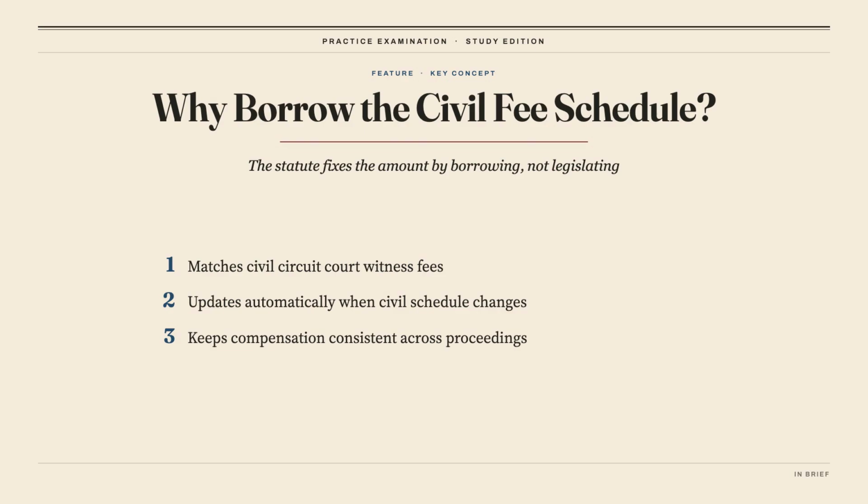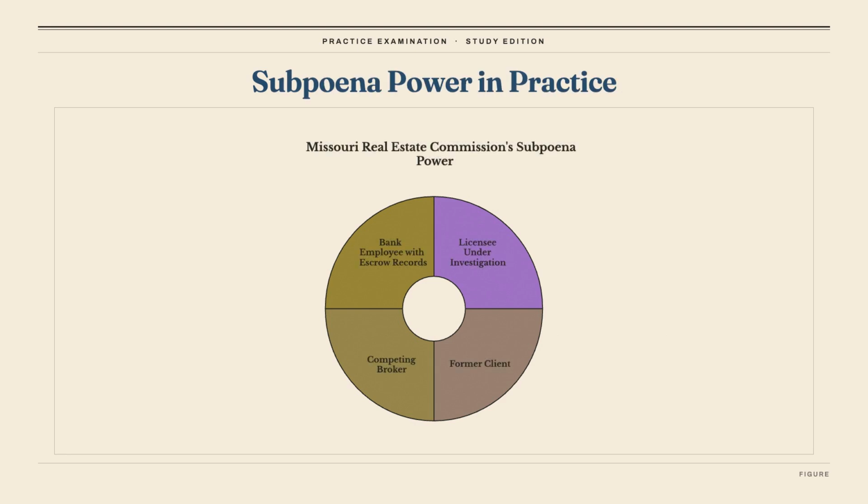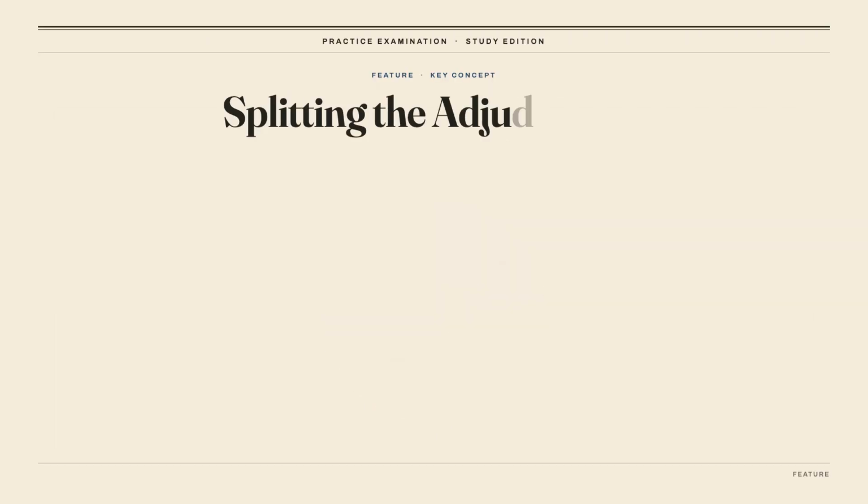That means the amount updates automatically whenever the civil schedule changes, and it keeps compensation consistent instead of producing a patchwork of different rates. The subpoena power itself is the more consequential grant. The Commission can compel attendance and require production of documents from a licensee under investigation, a former client, a competing broker, or a bank employee holding escrow records.